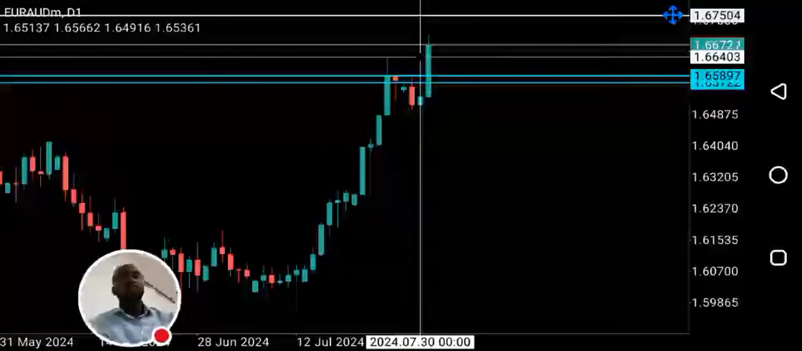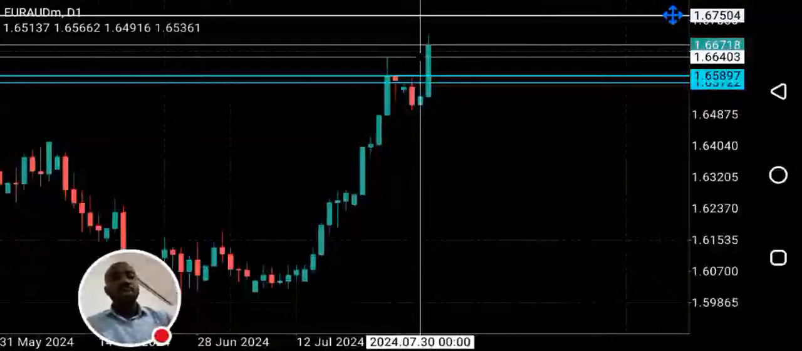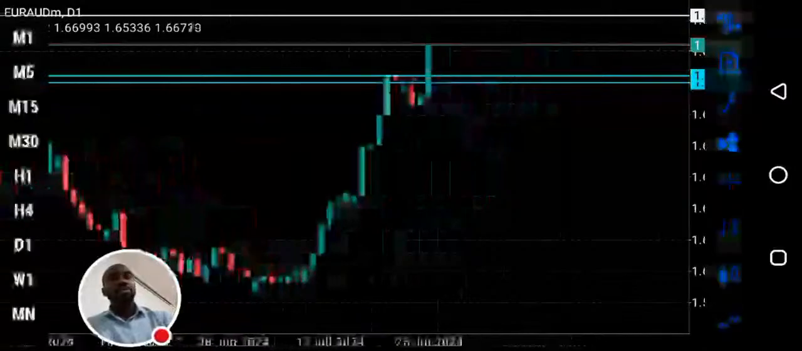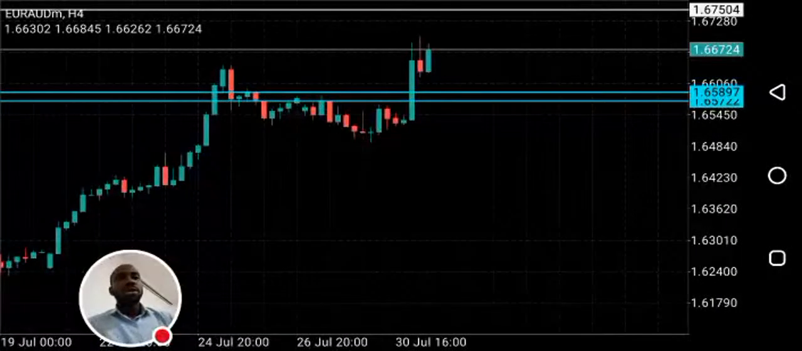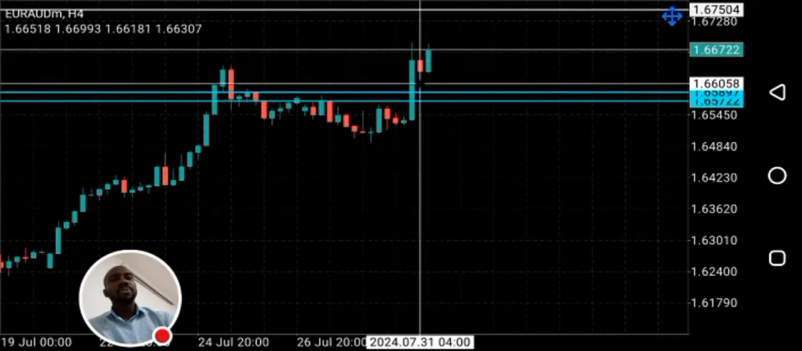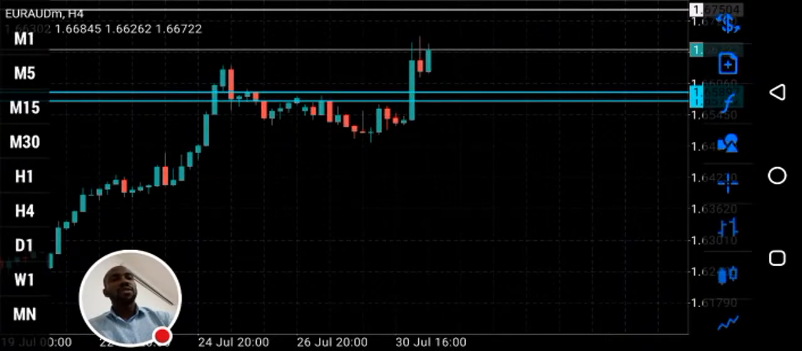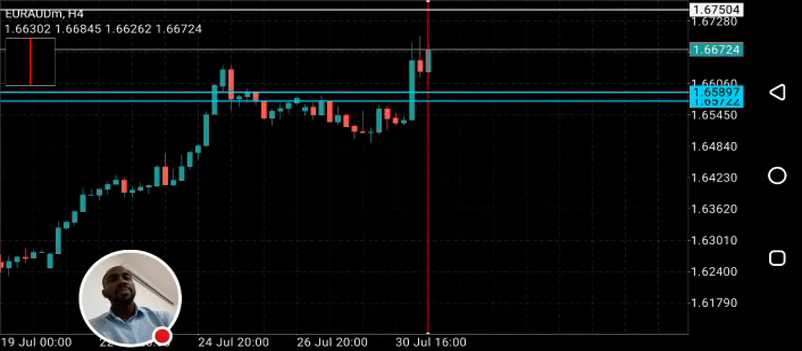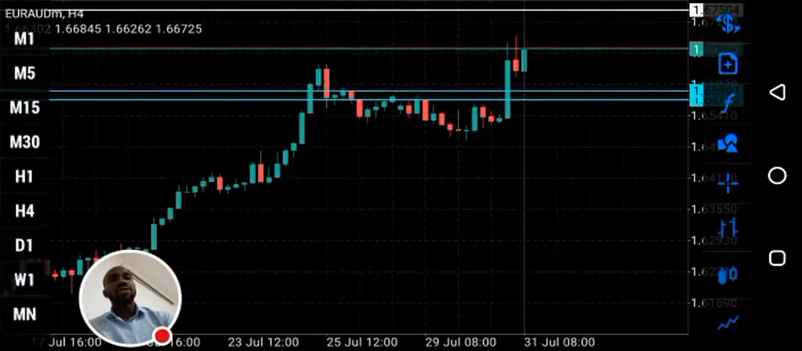Then I will go bearish on Euro Australian dollar. So my bias for Euro Australian dollar is bearish. I'm waiting for a bearish reversal to form. You can see on 4 hour, the previous 4 hour candle was a shooting star, and maybe a fair value gap was created, and that could be the reason for the current pullback.